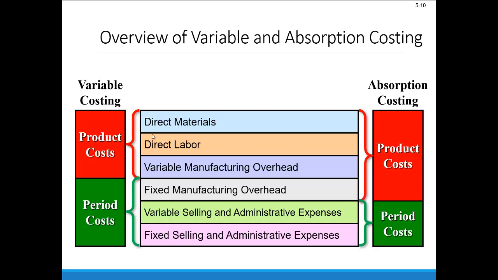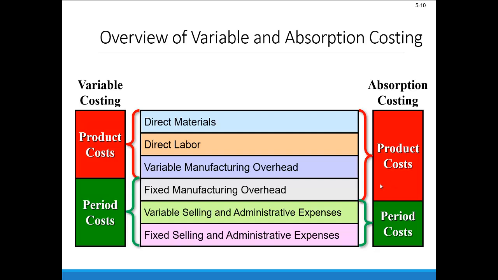So that's these first three: direct materials, direct labor, and then just the variable portion of overhead. Fixed overhead is treated as a period cost, so it's going to be expensed in the period in which it's incurred, regardless of the timing of sales of units of product. So that is the sole difference between variable and absorption costing, is how we treat that fixed overhead.